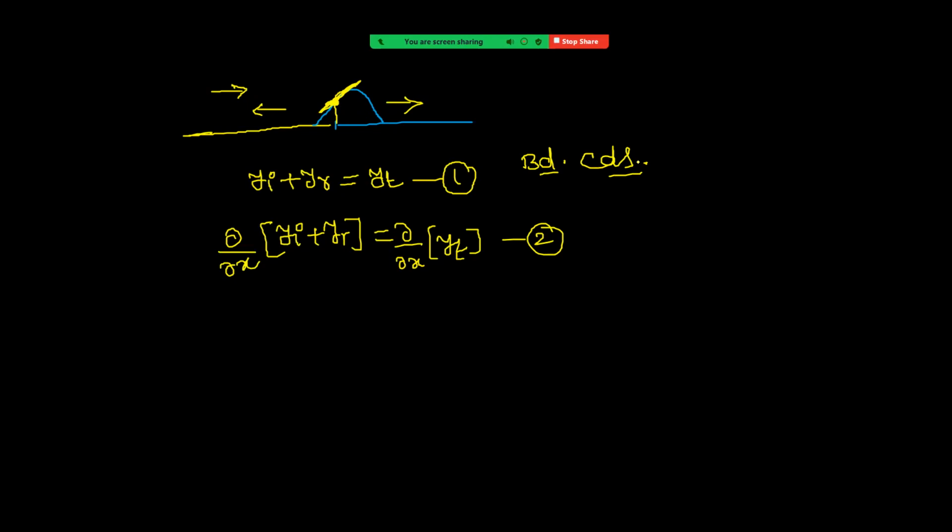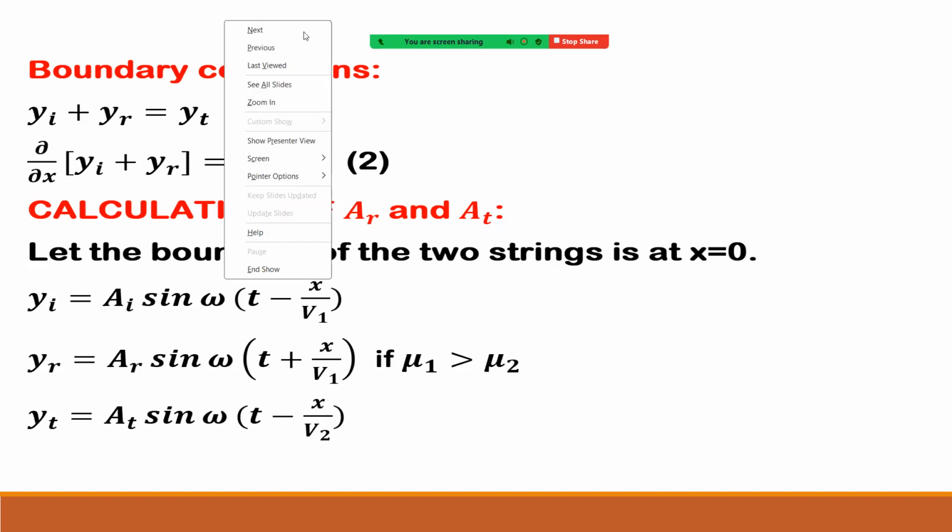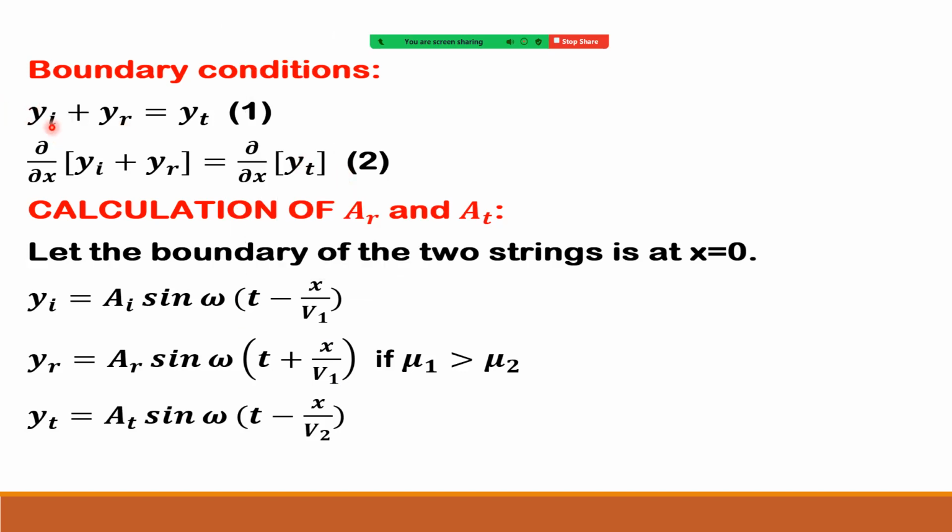With the help of these two, we are going to calculate the amplitude of the reflecting wave and the amplitude of the transmitting wave. See here, the first boundary condition: y incident plus y reflecting is equal to y transmitting. Now the derivative of that, taking dou by dou x of y incident plus y reflecting, means we are taking the slope at that boundary. Then the slope must be the same. These are now the boundary conditions. Now by using these boundary conditions, we are going to calculate the amplitude of the reflecting and transmitting waves.